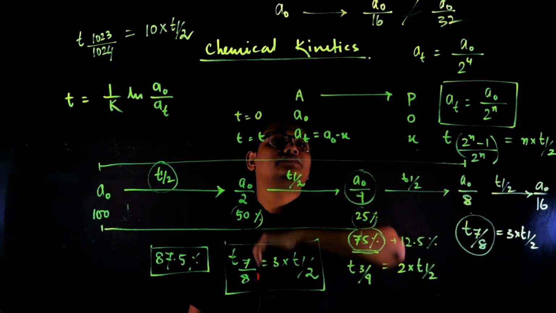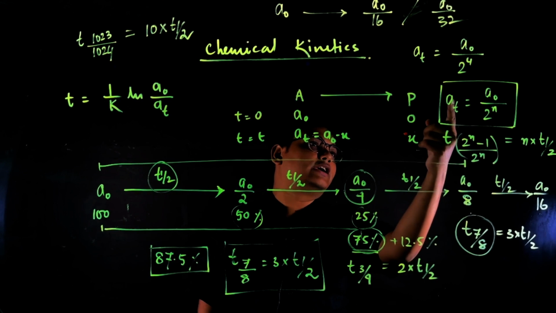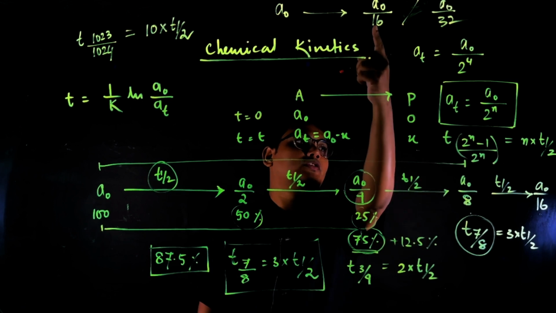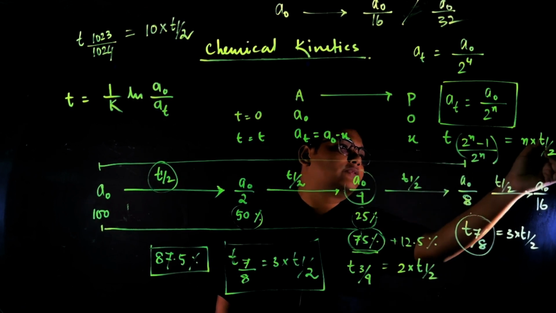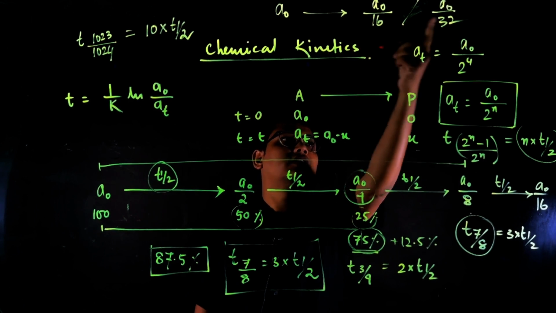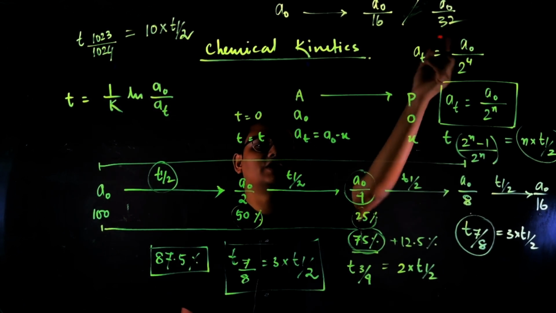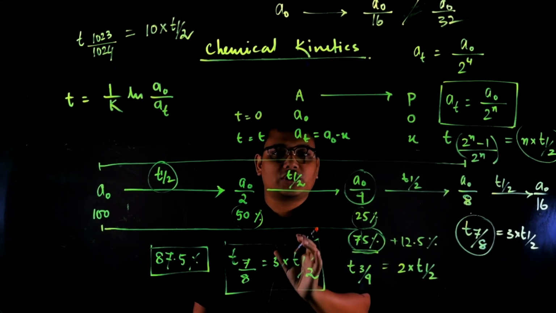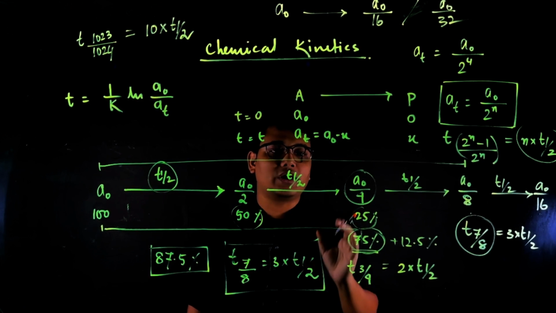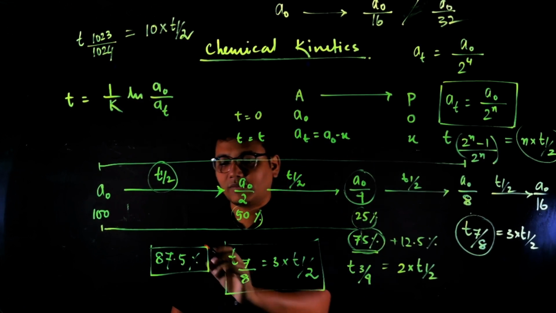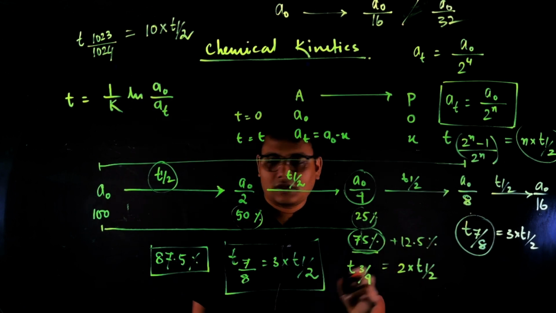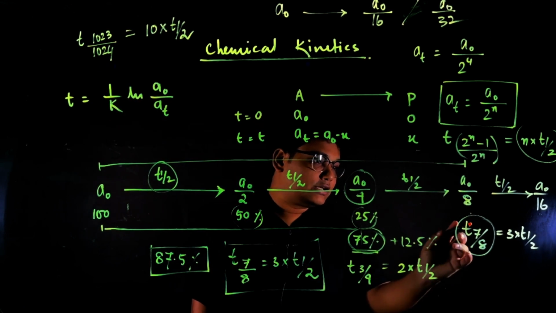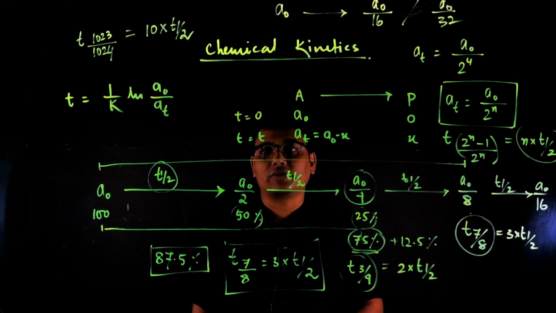From A0 to A0 by 16, At will be A0 by 2 to the power n. So 2 to the power n is 16, so n will be 4. That means 4 into t half time will be required here. For 2 to the power 5, 5 into t half time will be required. So using this trick you can solve the question within a second, how much time is required to complete 75% of a reaction, 87.5% of a reaction, and t 7 by 8, t 1023 by 1024, t 3 by 4, everything we can calculate easily.